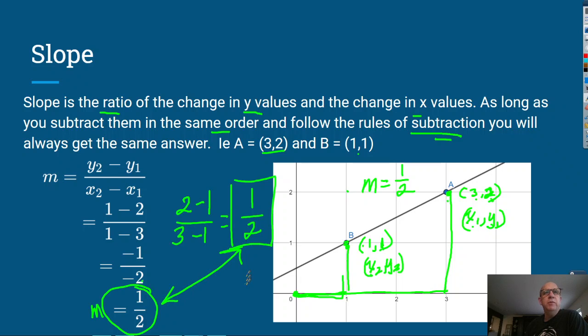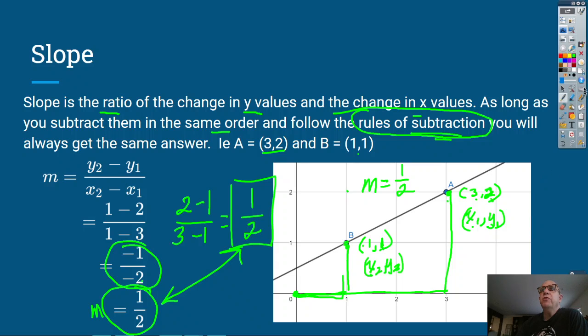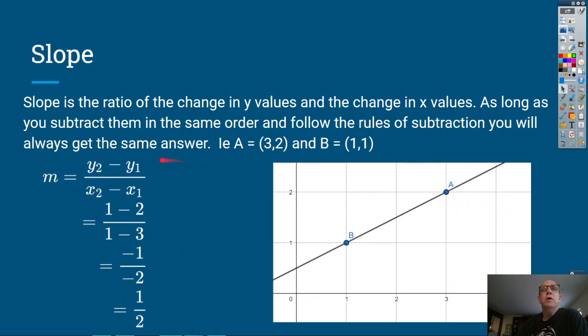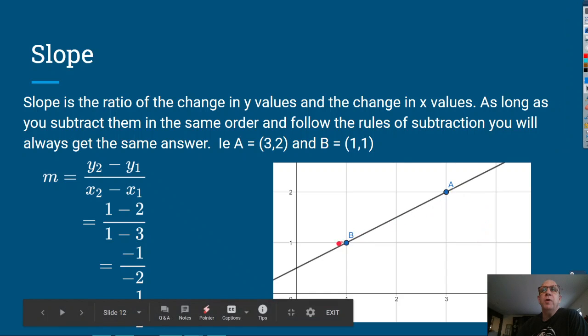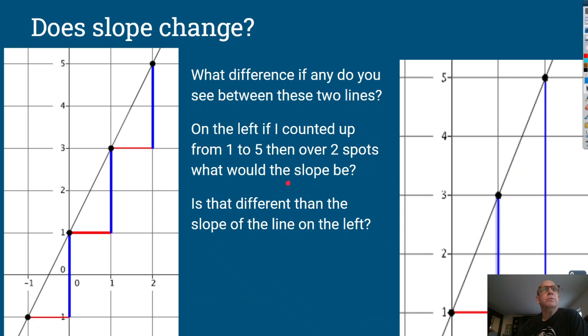It's the same thing, but you really have to be careful of your rules of subtraction. If I do it backwards, I may have 2 negatives. If I do it the other way, I may have 2 positives. So be careful on that. Follow your rules of subtraction to make sure you do it correctly. Okay? So that's the slope formula. I'm just subtracting the values from the points.